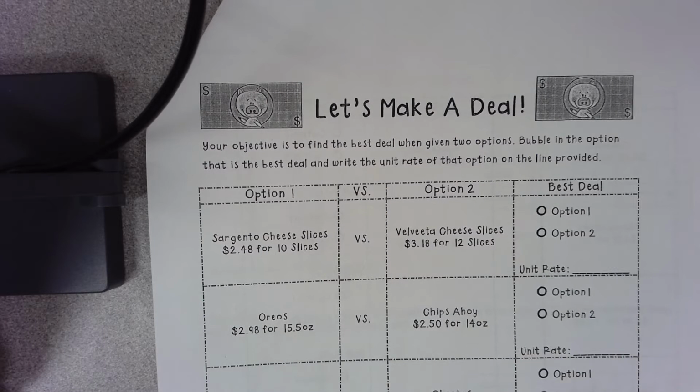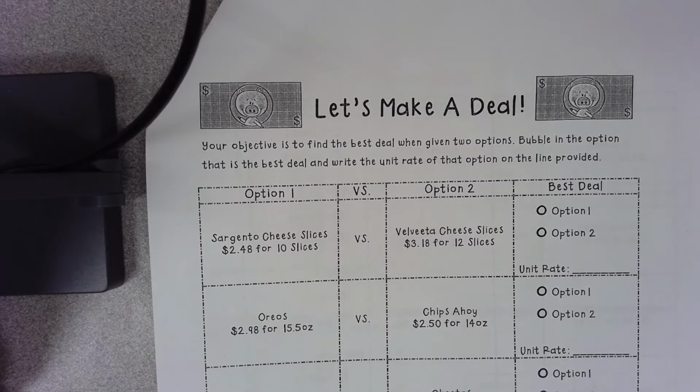Right, you're going to open up to the next page in your packet, which is titled Let's Make a Deal. The biggest life event that you will be using unit rates for is when you are going grocery shopping. I know that sounds silly, or even when you're shopping for something in general. You're trying to find the best deal on something, or what's the biggest bang for your buck.